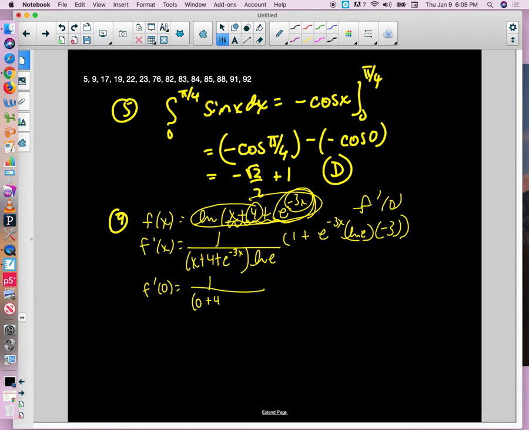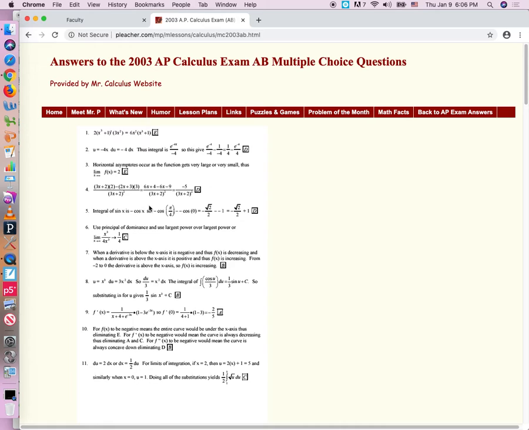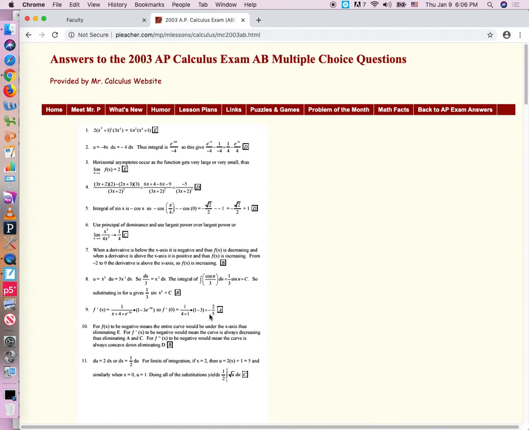So I have 0 plus 4 plus e to the 0. ln e is 1. So this is times 1 plus e to the 0, which is 1. ln e is 1 times negative 3. Alright, so that gives me 1/5, and this gives me 1 minus 3, which is negative 2, so I'm getting negative 2/5, which is A. So let me check that. Whoever this person is that worked it. Number 9, A. Okay.